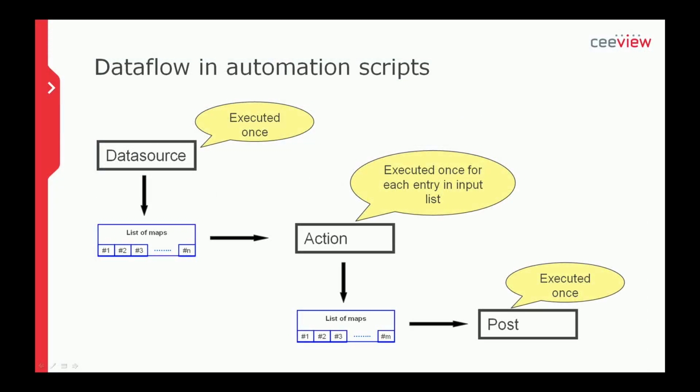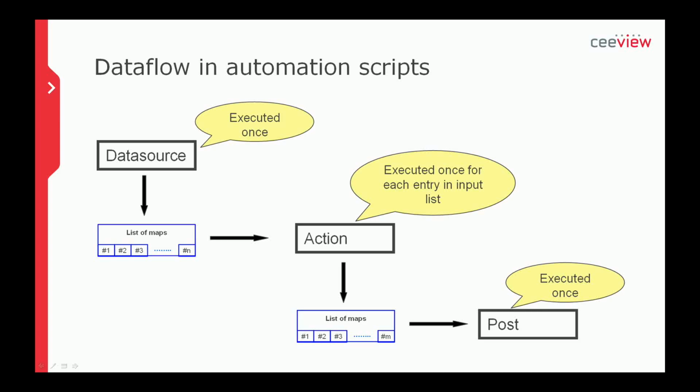We will create two sample automation jobs in order to demonstrate Ceeview automation today. The first job will be a fairly basic one, while the second one will be somewhat more comprehensive. The first job will actually use only one type of script, the action script, while the more comprehensive example will make use of all of the three scripts: data source, action and post.